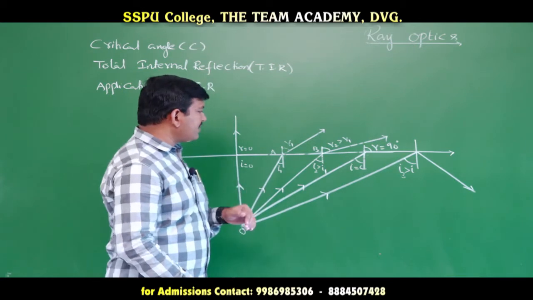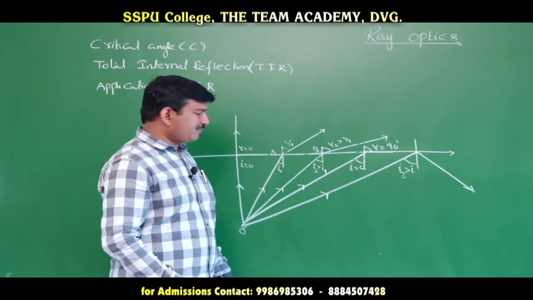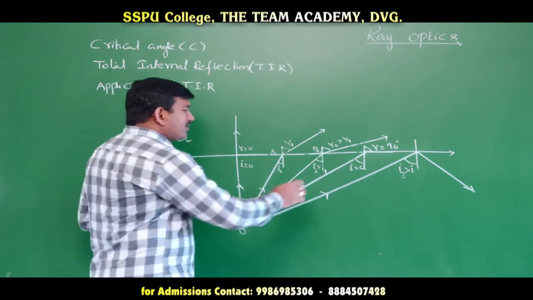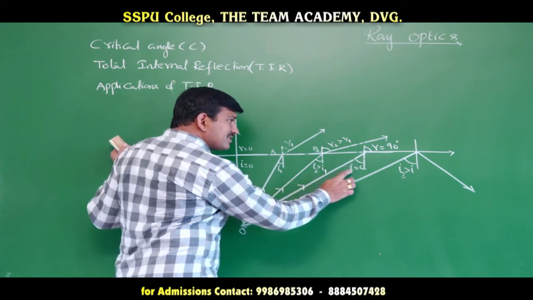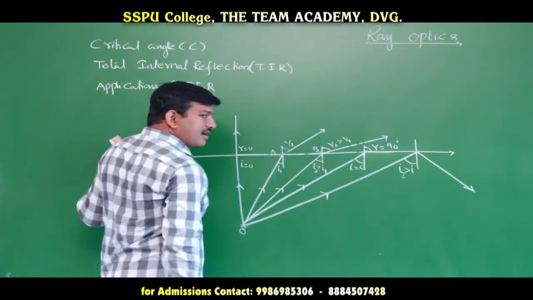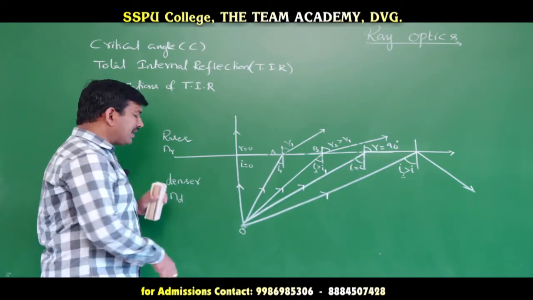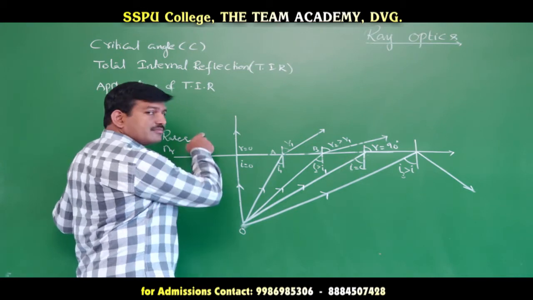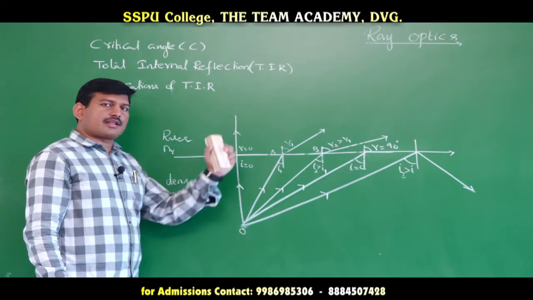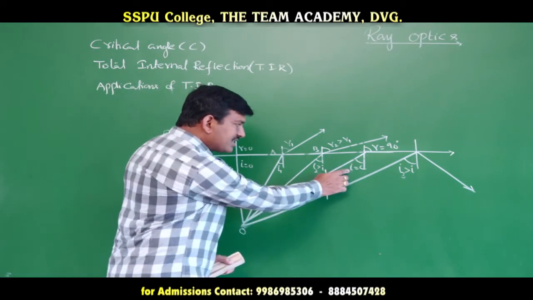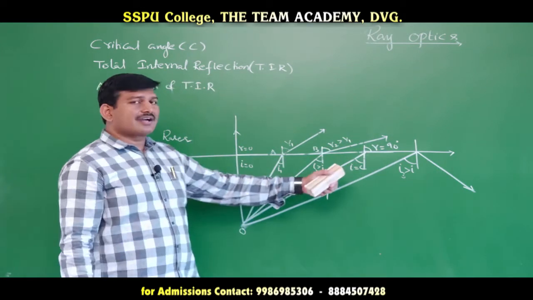Critical case means it is an intermediate case of the two different phenomena. So here, this is the angle of incidence. But for this angle of incidence, what is the angle of refraction? The angle of refraction is 90 degrees. When does this happen? This happens when light is traveling from denser medium to the rarer medium. When a light ray is traveling from denser medium to the rarer medium, then the angle of incidence for which the angle of refraction is equal to 90 degrees is said to be the critical angle.